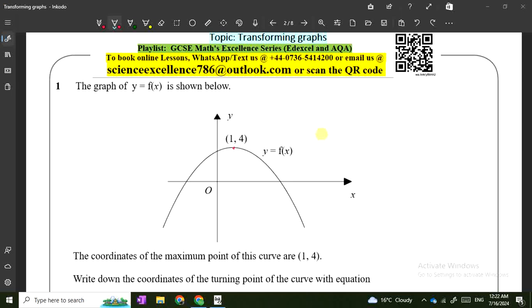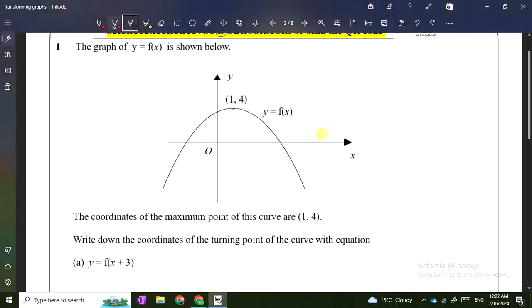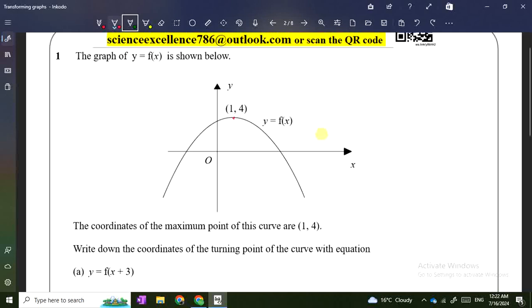Today our topic is transforming graphs, and question number 1 is: the graph of y equals f of x is shown below. The graph y equals f of x is a quadratic curve with the maximum point (1, 4), which is the turning point of the given function y equals f of x.